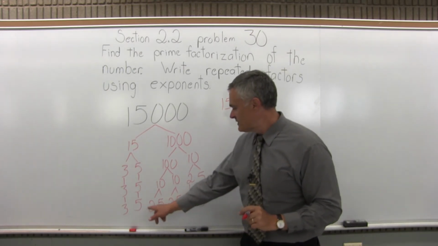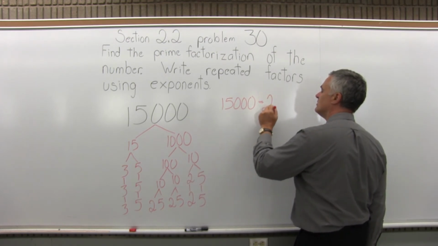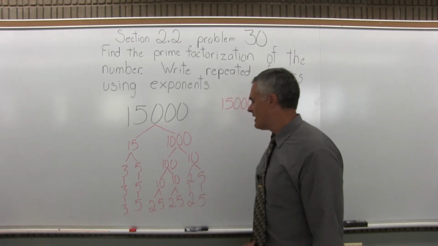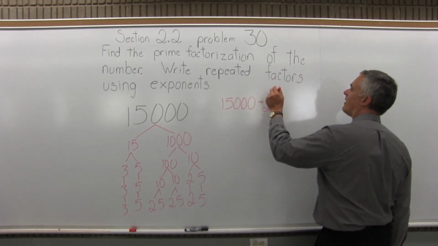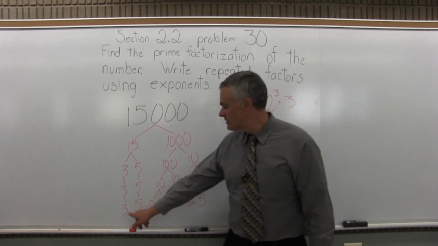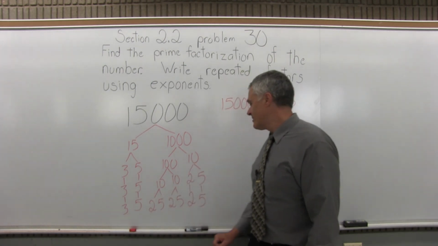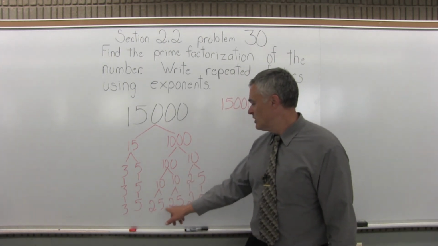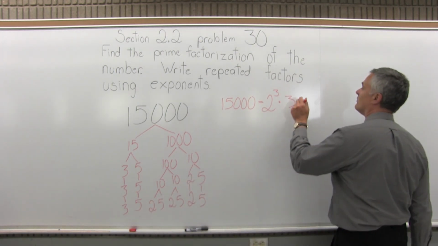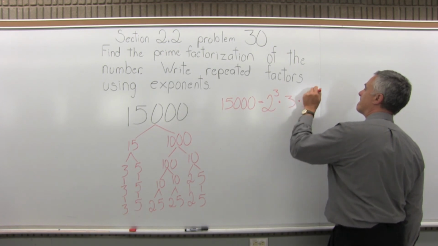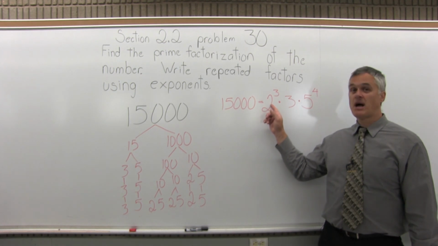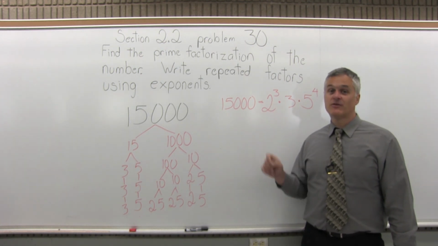equals. So I have some 2s. So I will say 2, 2. What exponent? 1, 2, 3. I have 3 2s. So 2 to the 3rd power times 3. How many 3s? Only 1. So I just put 3. And then times 5. 1, 2, 3, 4 times I have a 5 show up. So that would be 5 to the 4th power. So 15,000 equals 2 to the 3rd power times 3 times 5 to the 4th power.